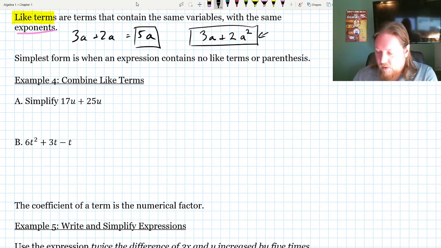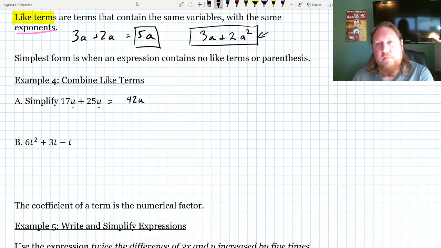So here I'm going to simplify 17u plus 25u. Basically what I'm doing is trying to count how many u's there are. Here there's 17, here there's 25. I add them together and I get 42 u's.